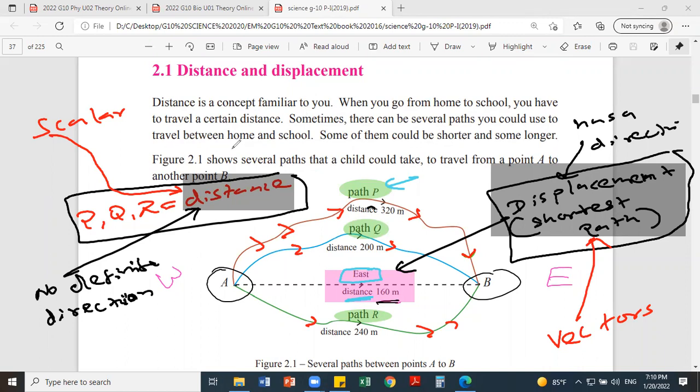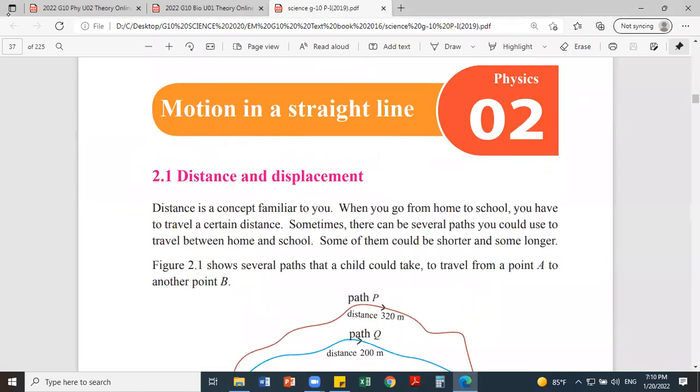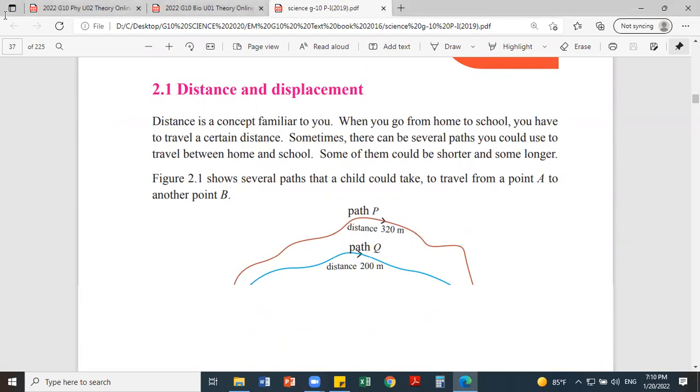Not only these two, displacement and distance. There are many vectors and scalars. Okay, let's go back to the theory now. They have given the next page of the textbook, page number 2.